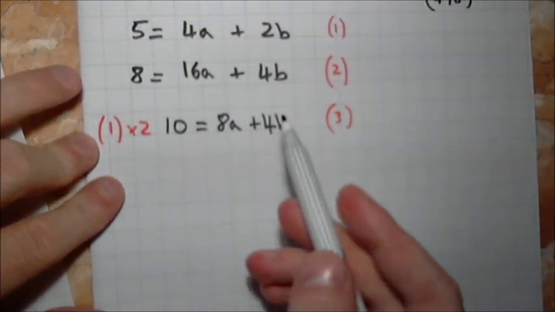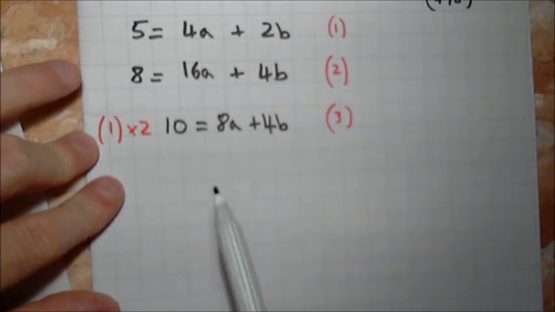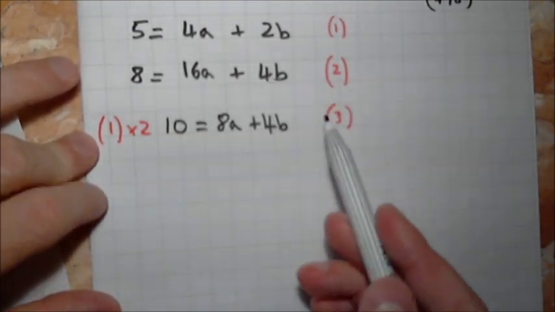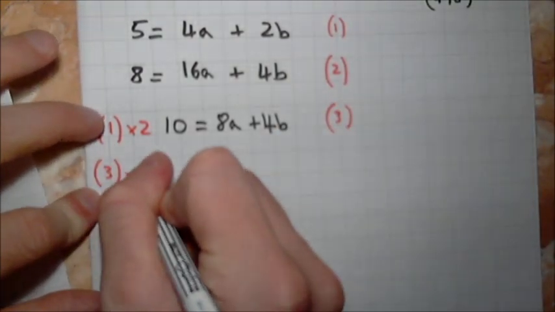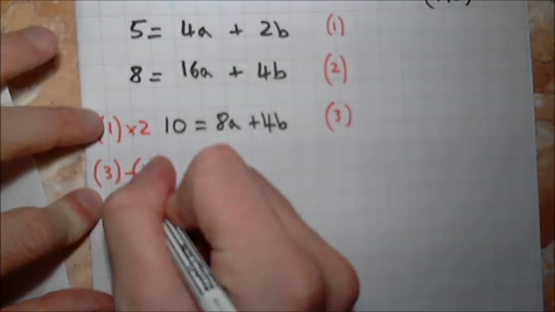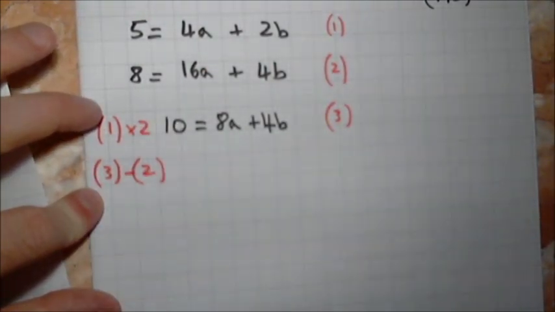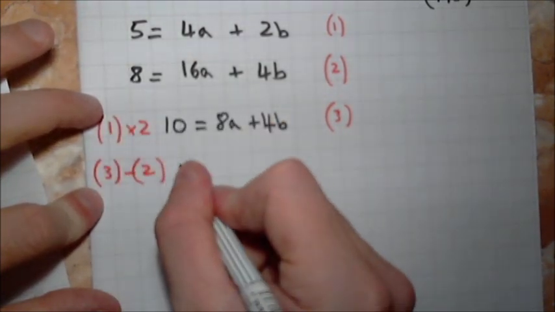So we now have the same number of b. This means if I was to take this line here from that line, we would cancel those b's. So let's do it. So line 3 minus line 2. Let's see what we get. 10 take away 8 is 2.